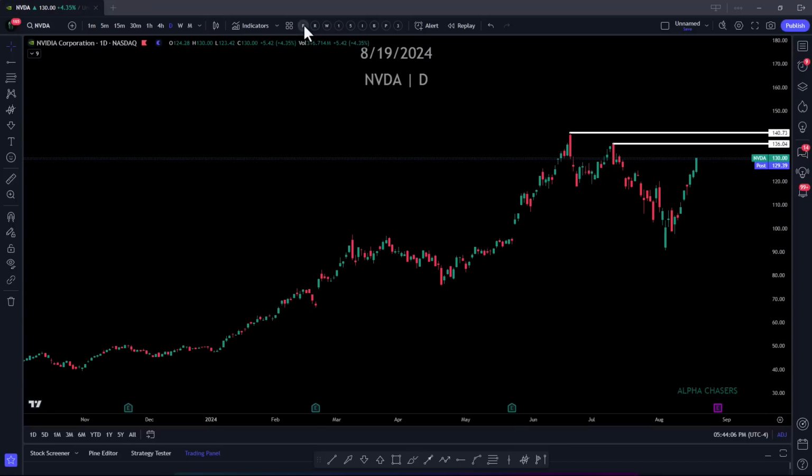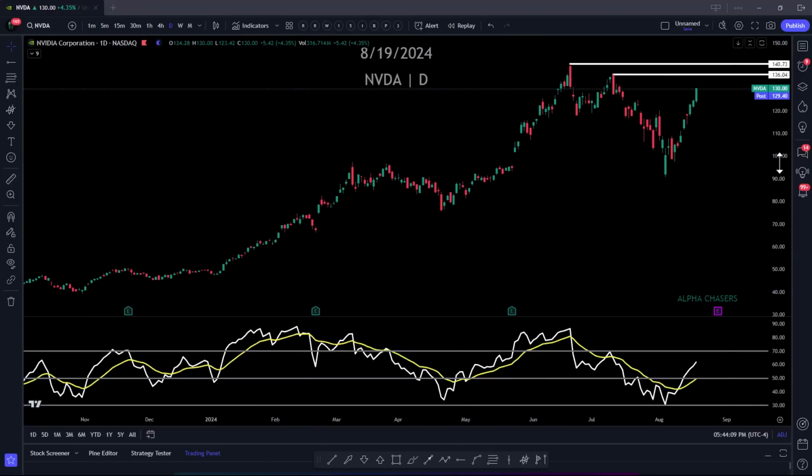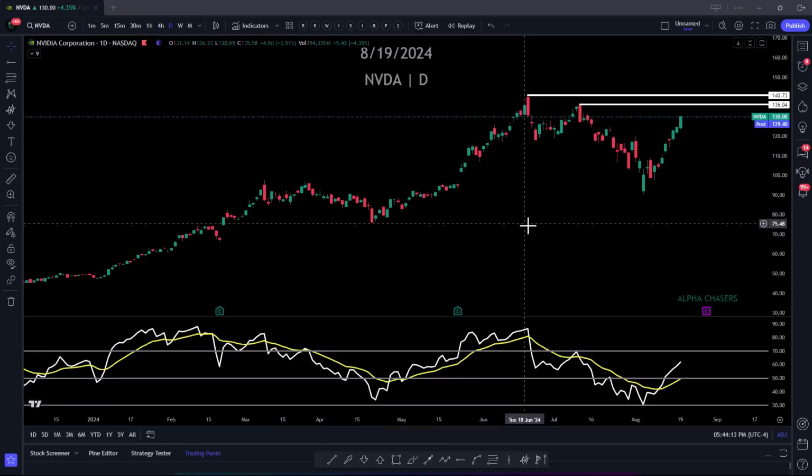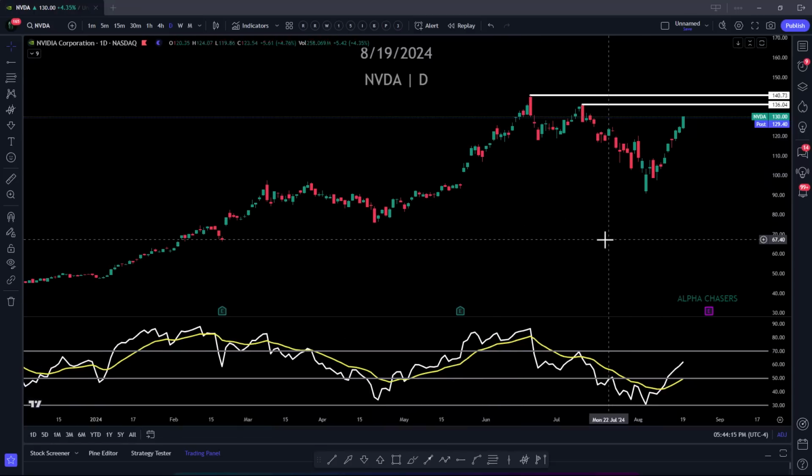So then you overlook something like the RSI. And you can use any indicator that you want. I don't care if you use the RSI. I don't care if you use a MACD. Whatever you want to use to tell me that we're overbought. Do we look like we're overbought? It looks like we're just getting started.